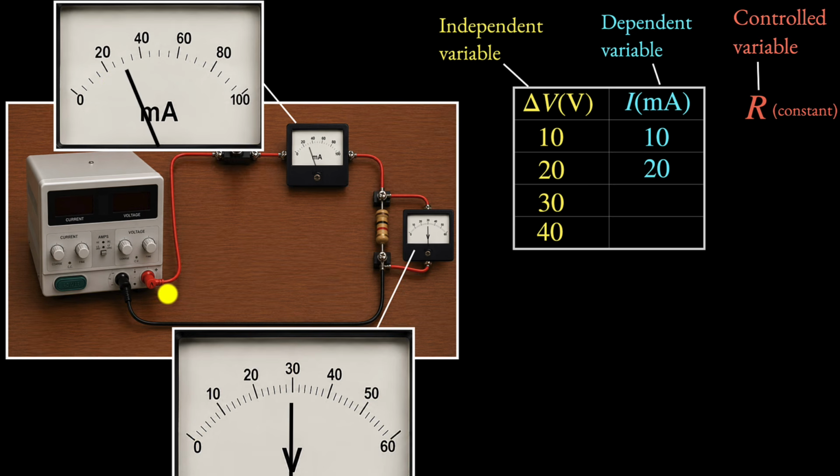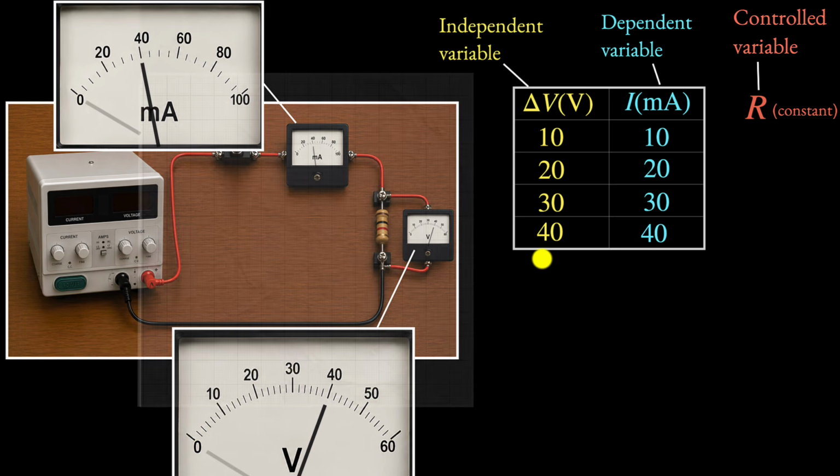And then we'll set it to 30 volts, and the current is 30 milliamperes. And when we set it to 40 volts, we get the current to be 40 milliamperes. We can take more trials if you want, but this is enough for us. Now, maybe you can already see a pattern over here, but the best thing to do is now to actually draw a graph. So let's do that.